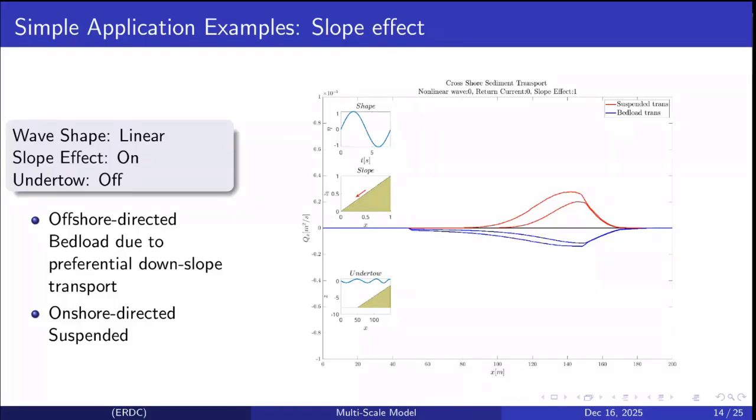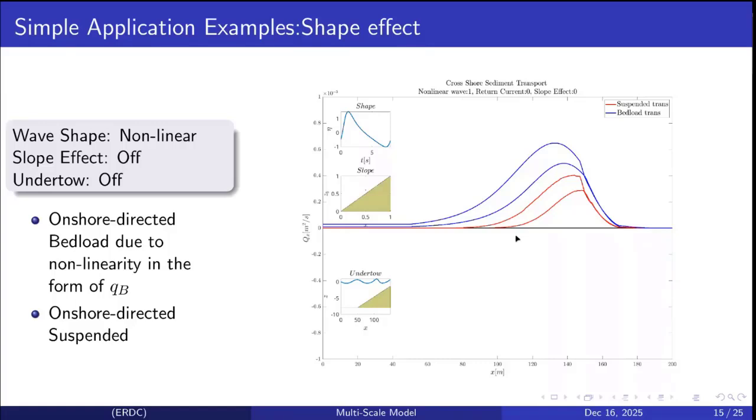And then you see that because of the impact of the slope, even though it's a linear wave shape, right? There's no skewness or asymmetry to the forcing function. You end up with a bed slope effect that drives the sand offshore. Shown here are these two blue lines. Negative meaning offshore.